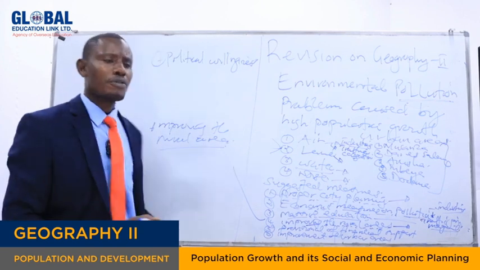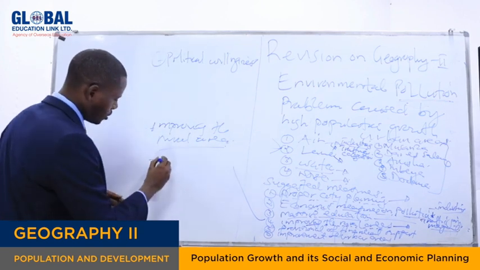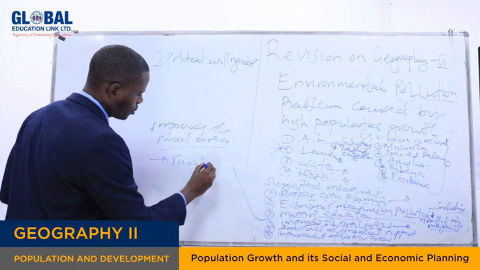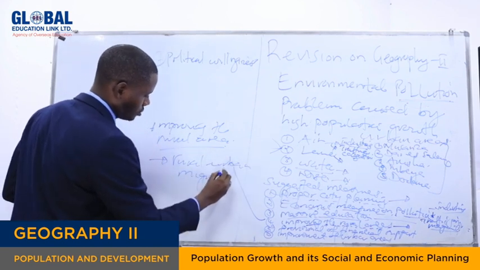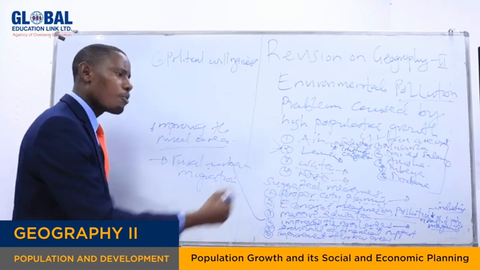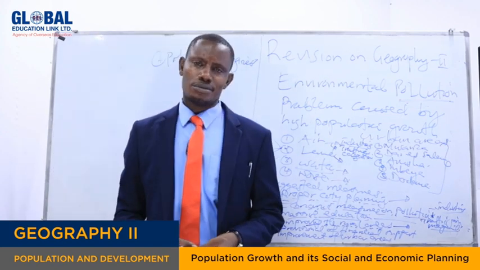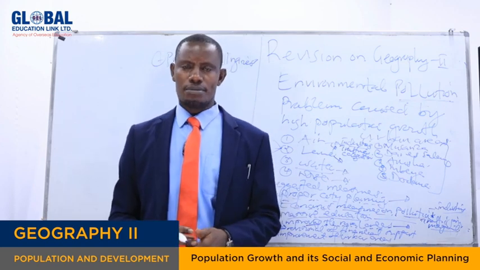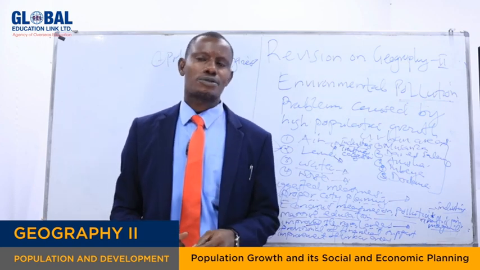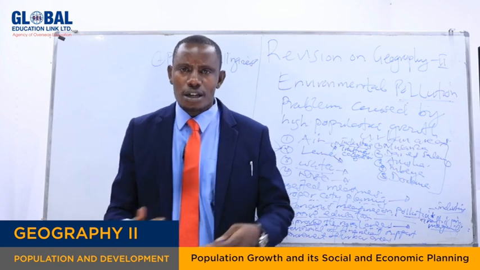Why are we talking about improving the rural areas? Because we just want to control the so-called what? Rural-urban migration. We need to control the number of people who are flowing toward the town or toward the cities. I take an example of Dar es Salaam. How many people are flowing daily in Dar es Salaam? And why are they flowing to Dar es Salaam? They are flowing to Dar es Salaam because they are looking for employment.